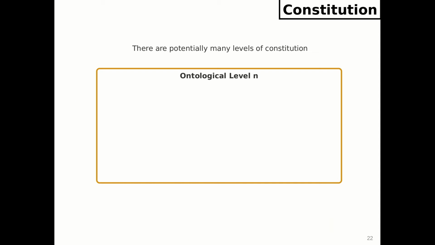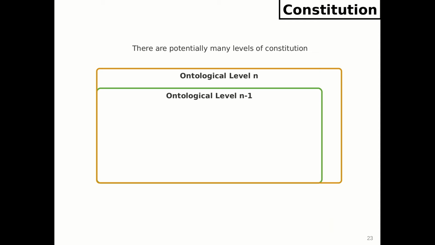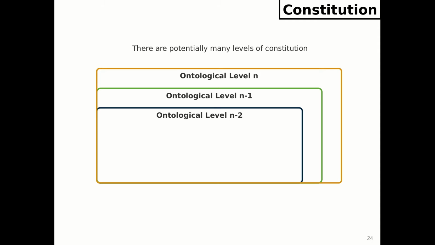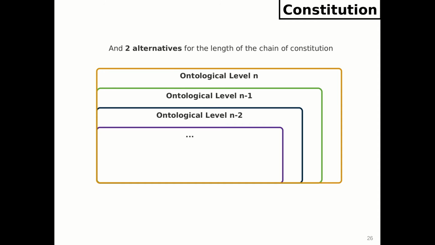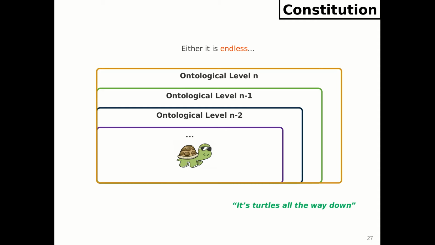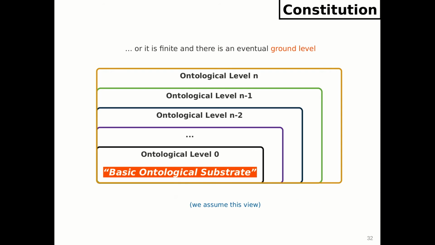With that, there are potentially many levels of constitution. So, something on an ontological level is constituted of something on a lower ontological level, that's constituted of something on a lower ontological level, and so on. Then, there are two possibilities for the length of this constitution chain. It is either endless, and then it turtles all the way down, or it's finite, and there is an eventual ground level, with something as a basic ontological substrate on this level.